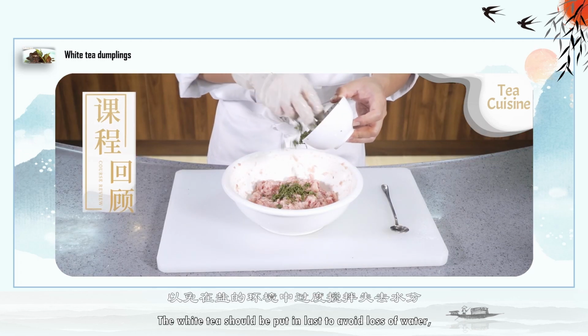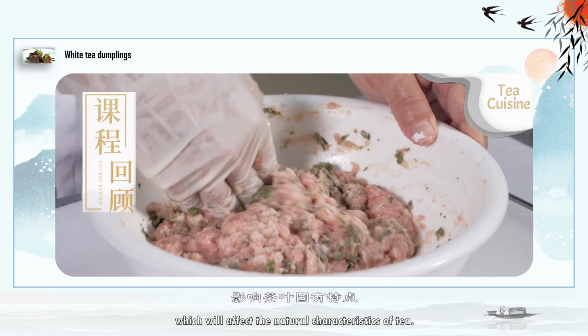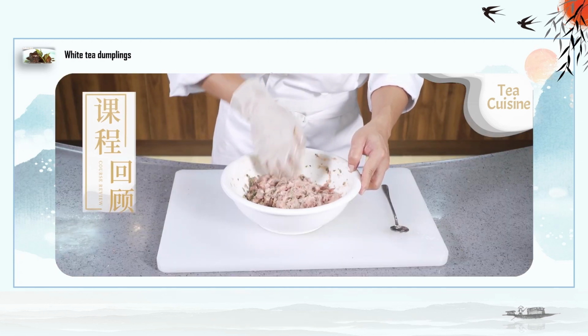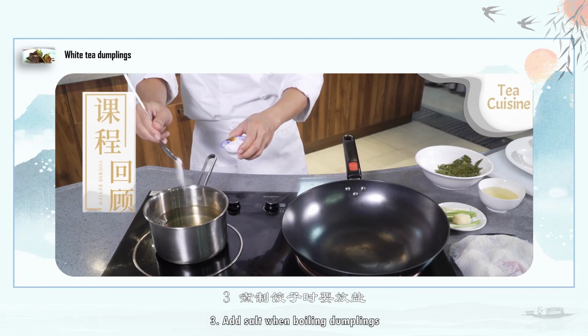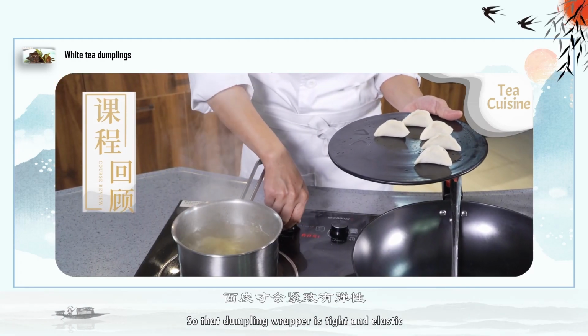The white tea should be put in last to avoid loss of water, which will affect the natural characteristics of tea. Add salt when boiling dumplings, so that dumpling wrapper is tight and elastic.